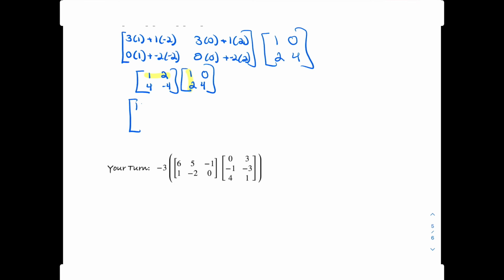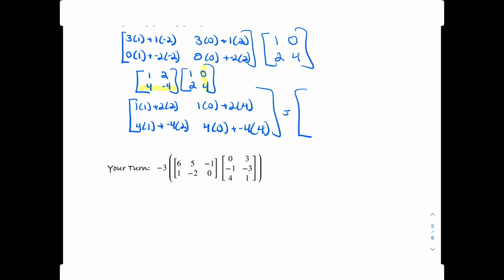So my first row, first column would be 1 times 1 plus 2 times 2. And then my first row, second column entry will be 1 times 0 plus 2 times 4. And then for my second row, first column entry, 4 times 1 plus a -4 times 2. And finally, for my second row, second column entry, I will take 4 times 0 plus a -4 times 4.